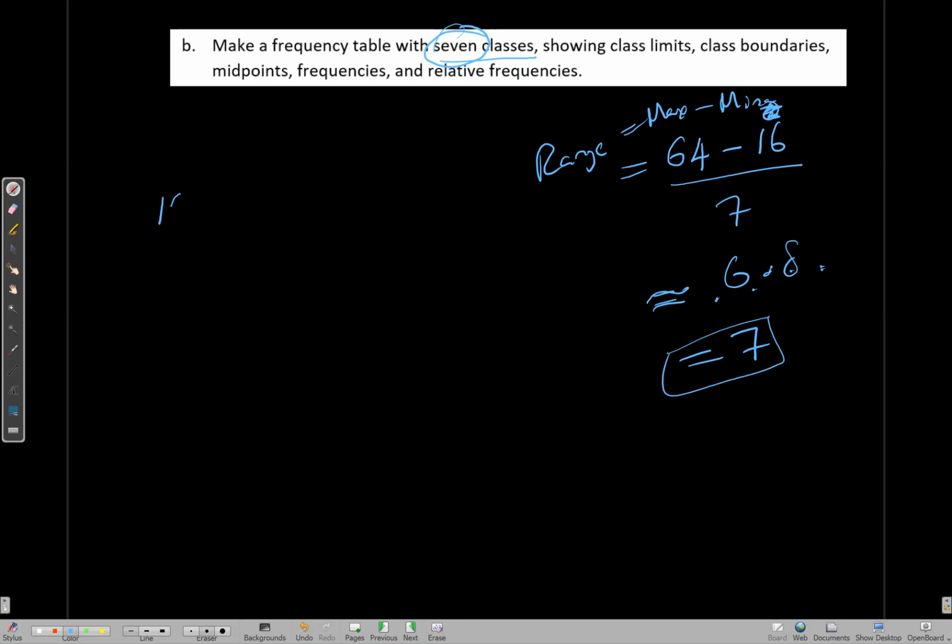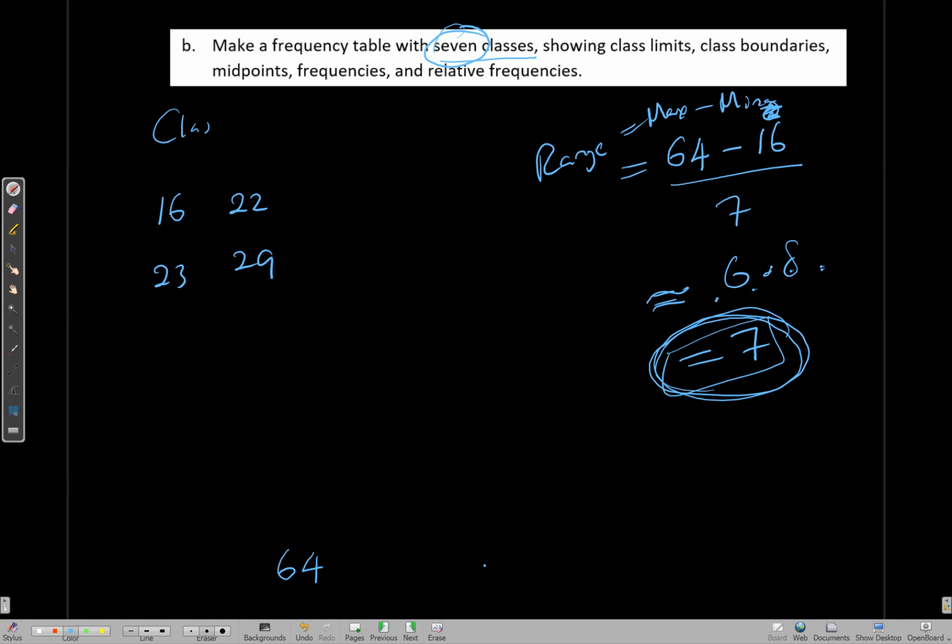Now let me help you. 16 was your first number, 64 was your largest number, and your class width was 7. So 16, 17, 18, 19, 20, 21, 22. So that's 7 of them. Next one, 23, and then 23, 24, 25, 26, 27, 28, 29. Right? So including those two endpoints, there should be 7 values. So that is your class.